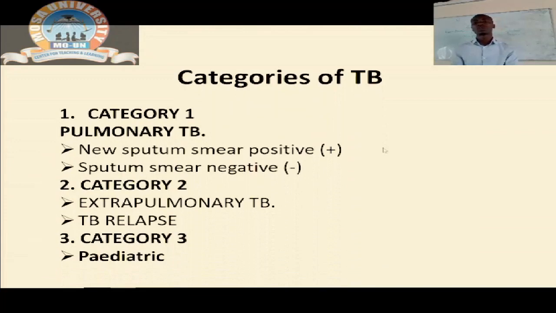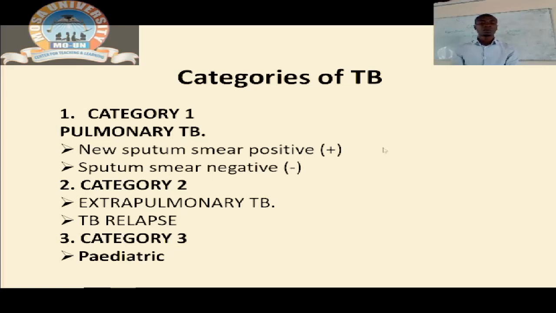We are going to look at the categories of TB. Category 1, we have pulmonary tuberculosis. When you test the client as new sputum smear positive and also sputum smear negative, they are under pulmonary tuberculosis, category 1. These categories are going to help us in the giving of medication. Category 2 are those with extrapulmonary tuberculosis, which is tuberculosis that has spread to other organs of the body.